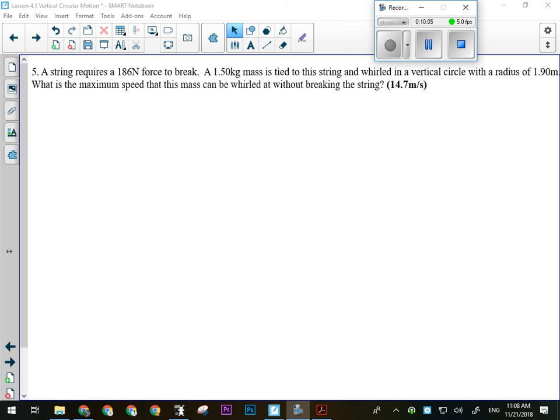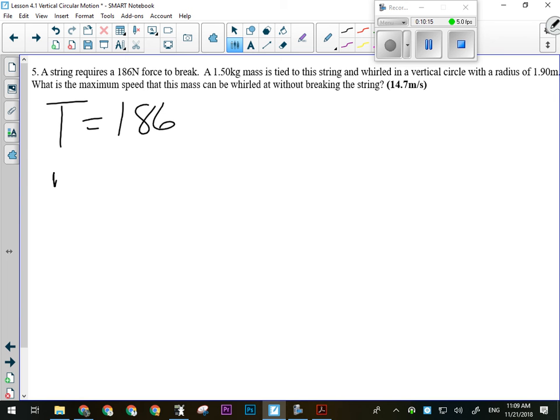All right, so this is one of those string breaking questions. We know the maximum tension in the string is 186 newtons. Any more than that and it'll break. A 1.5 kilogram mass is being whirled around at the end of this string in a vertical circle with a radius of 1.90 meters. We're looking for the maximum speed the mass can be whirled at without breaking the string.